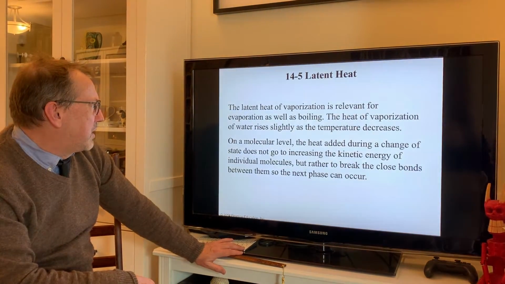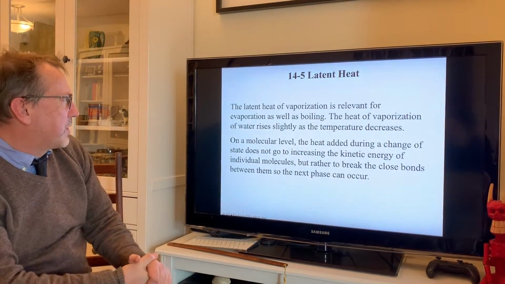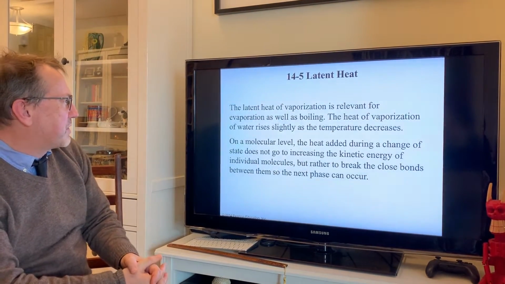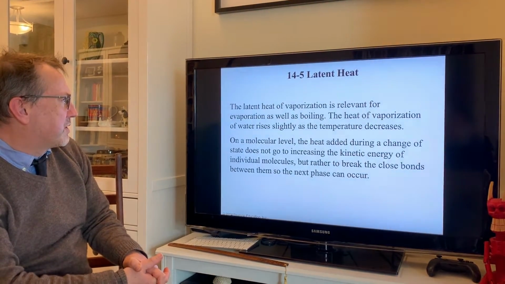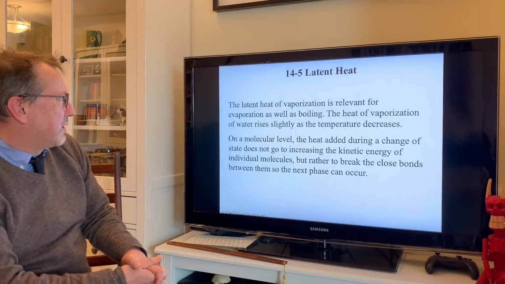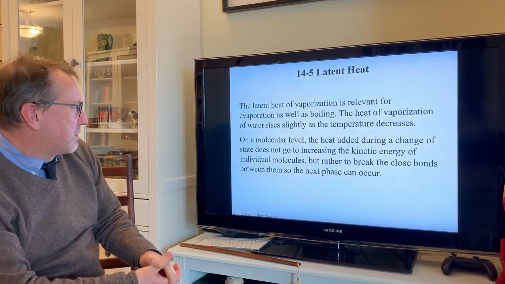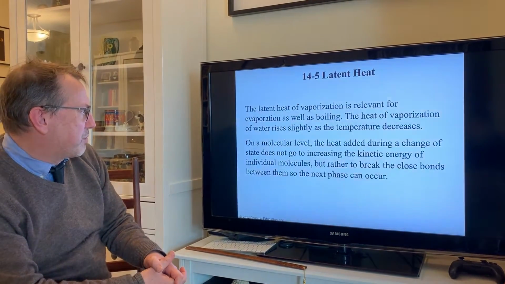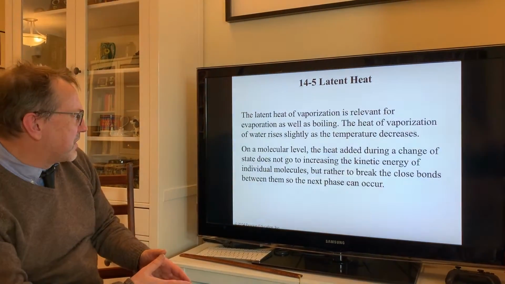Let's see. The latent heat of vaporization is relevant for evaporation as well as boiling. The heat of vaporization of water rises slightly as the temperature decreases. On a molecular level, the heat added during a change of state does not go to increase the kinetic energy of individual molecules, but rather to break the close bonds. I think this is what I've essentially said already.